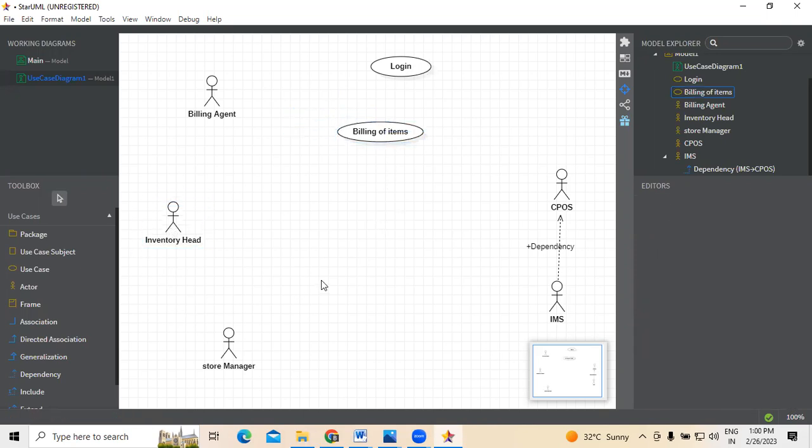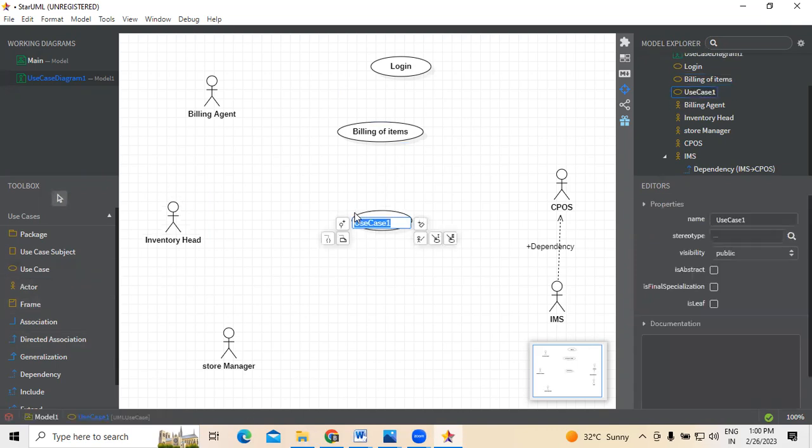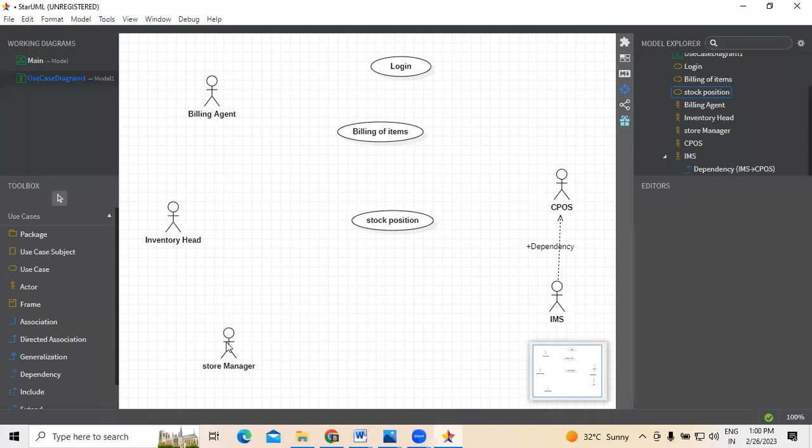Okay. Now, what does an inventory head do? Inventory head wants to see the stock position. Now, what does a store manager want to do? He wants to see the reports. He wants to download the reports or whatever, right?